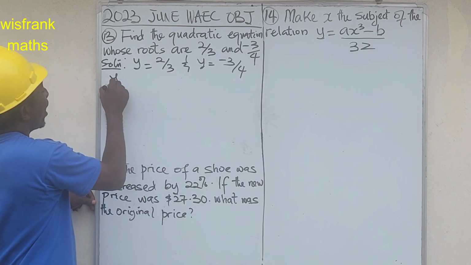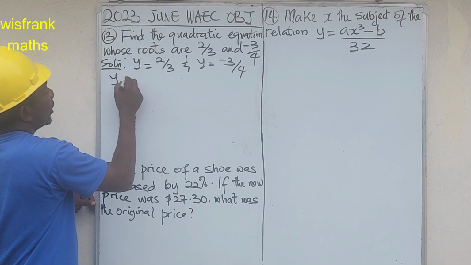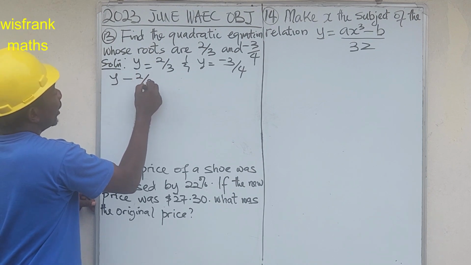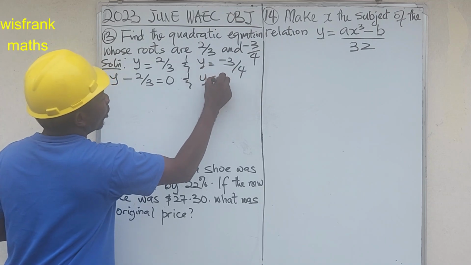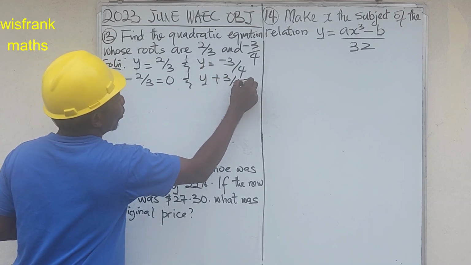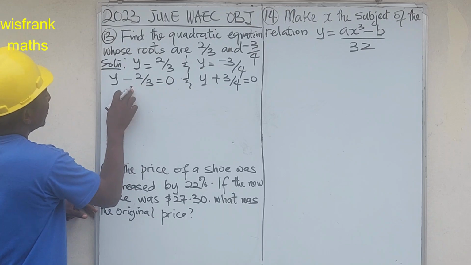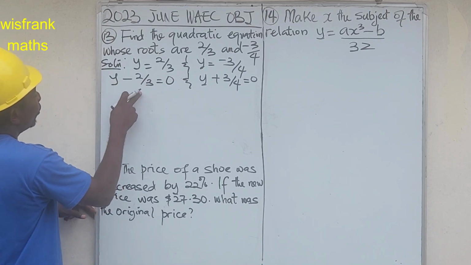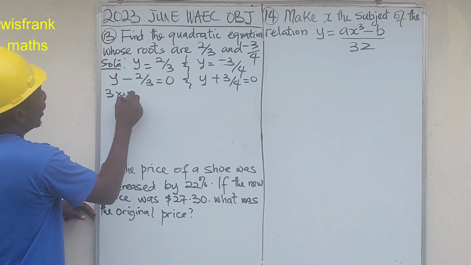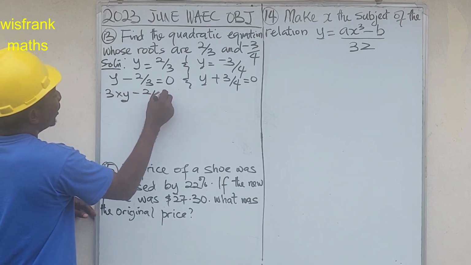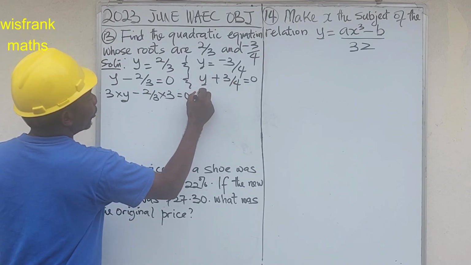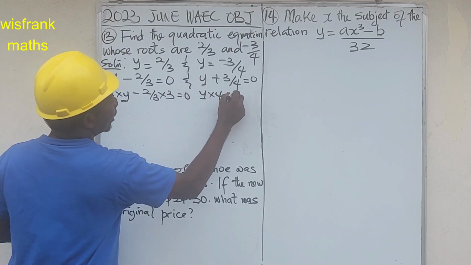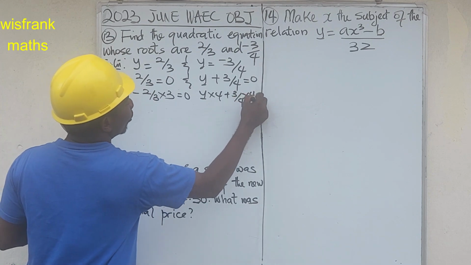And we have y, when this one is transposed to this side, becomes minus 2 all over 3 equals 0. And y, this one transposed to this side, becomes plus 3 all over 4 equals 0. In this case, we have to clear this fraction. How do we do that? Multiply all through by 3. So we have 3 times y minus 2 all over 3 times 3 equals 0. So this one, we multiply all through by 4. We have y times 4 plus 3 all over 4 times 4 equals 0.